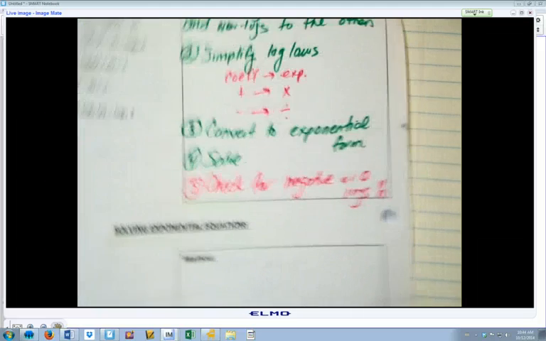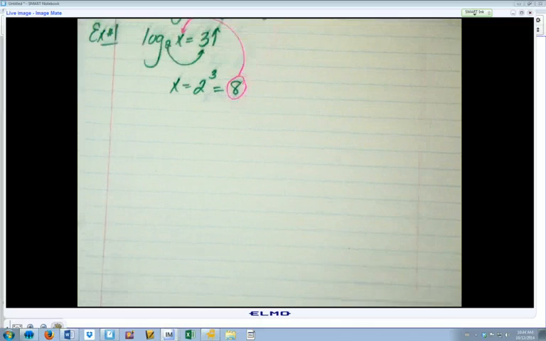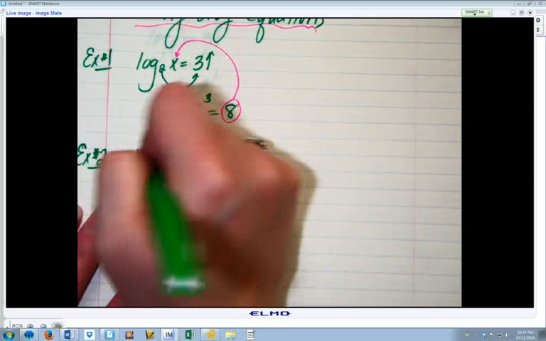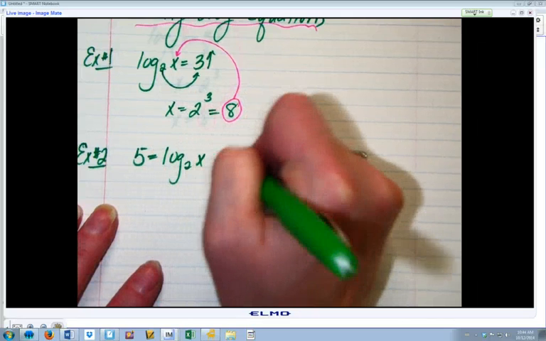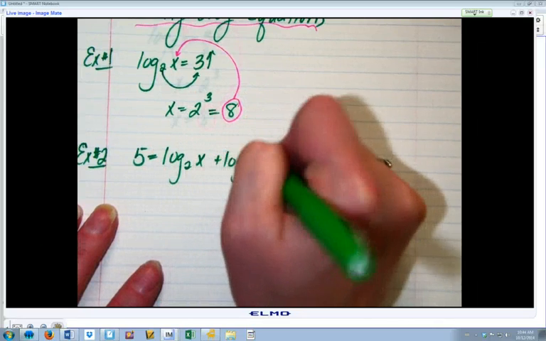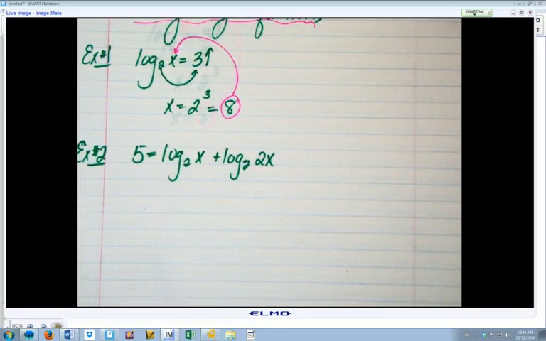Example 2. Okay, let's step it up a bit because that first one was way too easy. Yeah, no, you're ready for this. 5 equals log base 2 of x plus log base 2 of 2x. Oh, you're so ready.